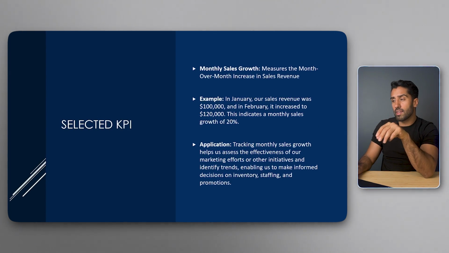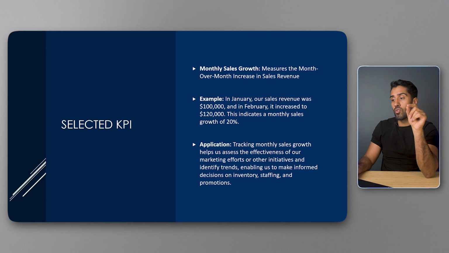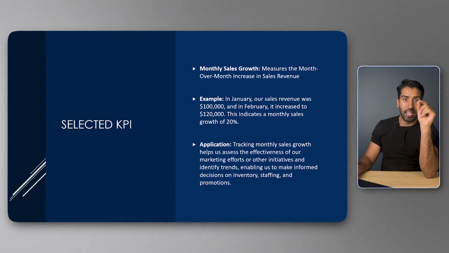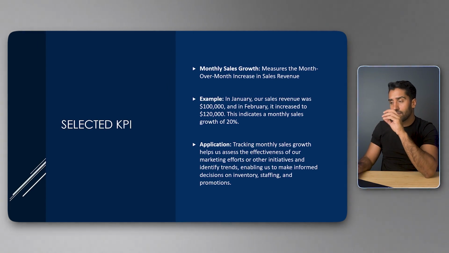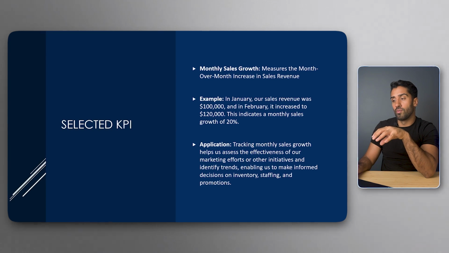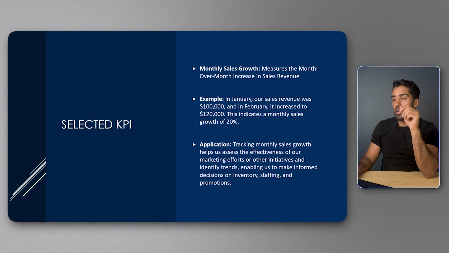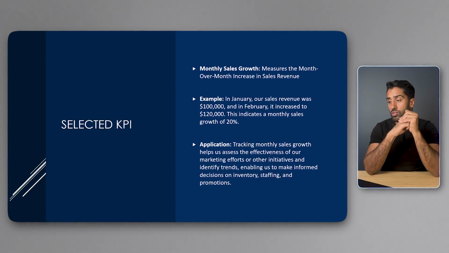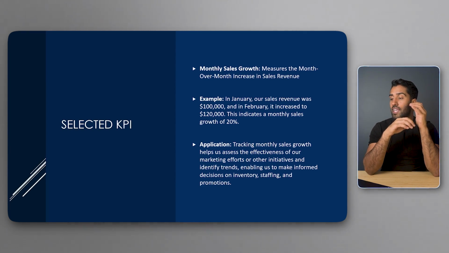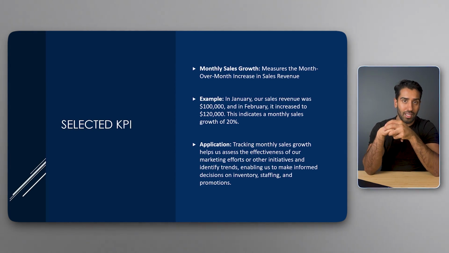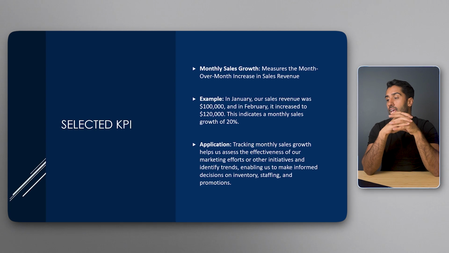The selected KPI that we're going for, monthly sales growth, measures the month-over-month increase in sales revenue. It could be something else, but in this case, it's for sales revenue. So for example, in January, our sales revenue was $100,000, and in February, it increased to $120,000. This indicates a monthly sales growth of 20%.